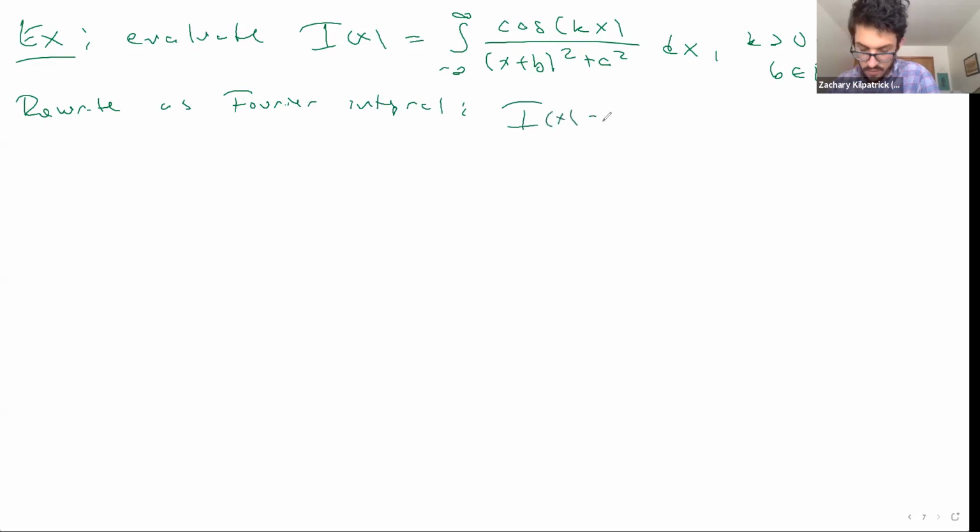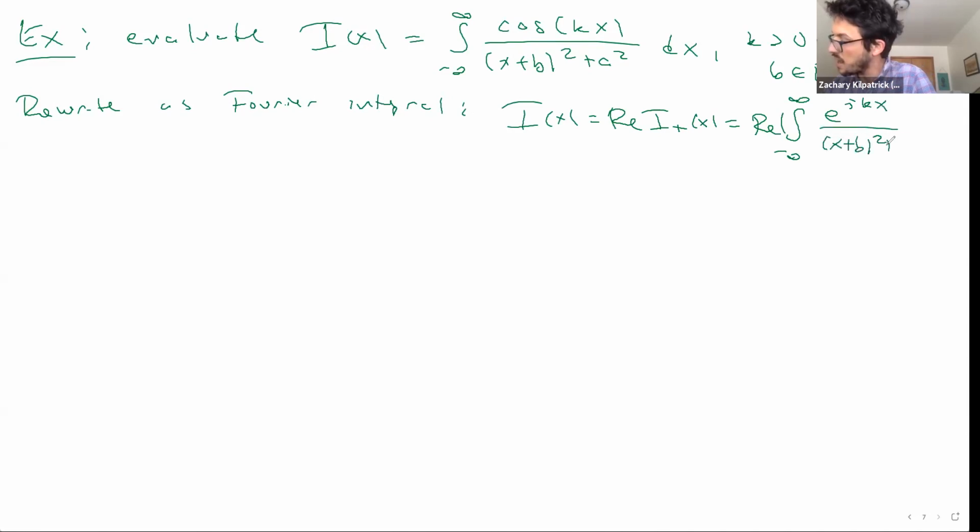Okay, so we'll see in a little bit. I'm going to have something I'll call the real part of I plus of x. This is equal to the real part of the integral from minus infinity to infinity, e to the i kx divided by (x plus b) squared plus a squared dx, close parentheses there.